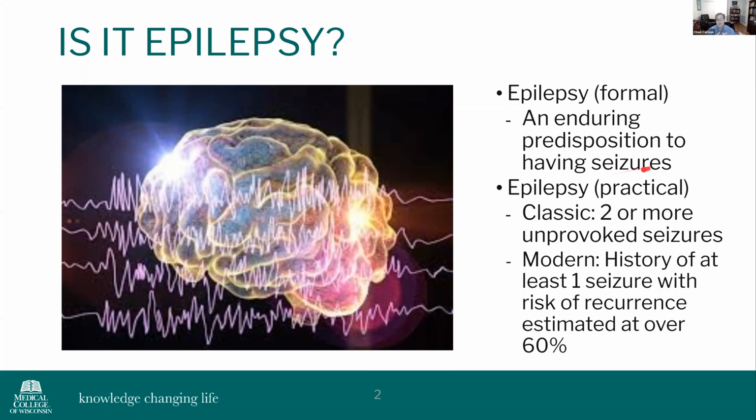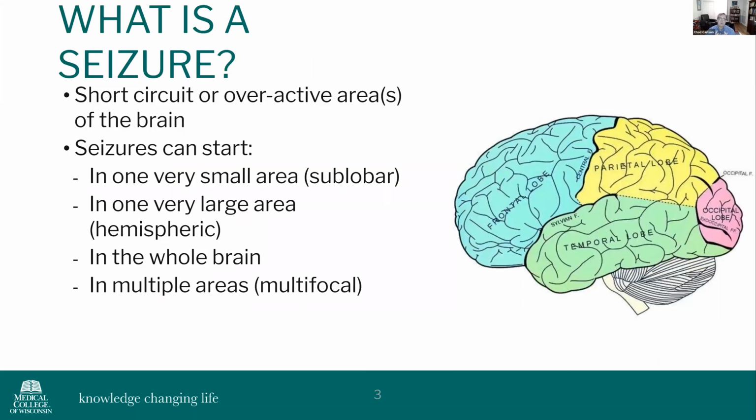When we talk about a seizure itself, what is a seizure? A seizure is a short circuit or an overactive area of the brain. And seizures can start in any number of ways. They can start in a small area, so it could be sublobar, just a little spot here in the frontal lobe. It could be a large area. It could be the whole hemisphere, the whole side of the brain. It could be the whole brain all at once. Or it could be multiple different areas that may not be as closely linked together, that activate all at the same time, or they may activate at different times, causing different types of seizures.